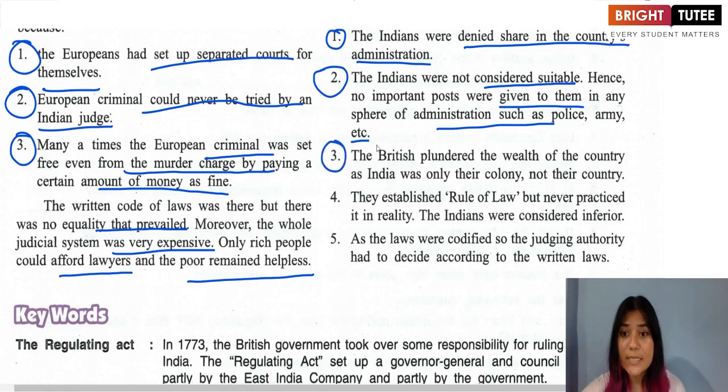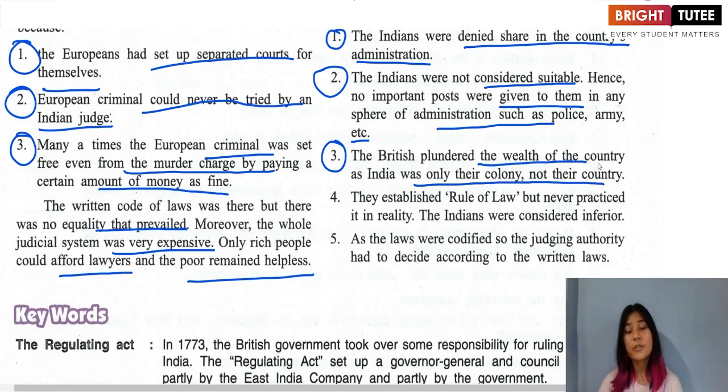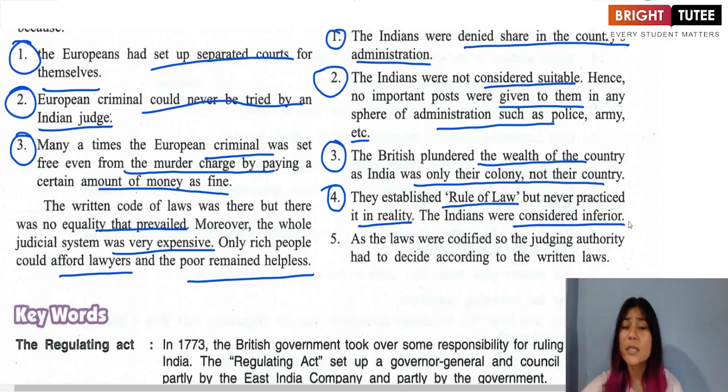The third key feature is that the British plundered the wealth of the country, as India was only a colony, not a country. As this administrative setup was established, the British officials of the East India Company plundered the wealth of the country and drove India to poverty. Okay. The fourth feature is that the East India Company established the rule of law, which said that everyone was equal in front of the eyes of the law. But they never practiced equality in reality. The Indians were considered inferior to the Europeans. That is what they practiced.